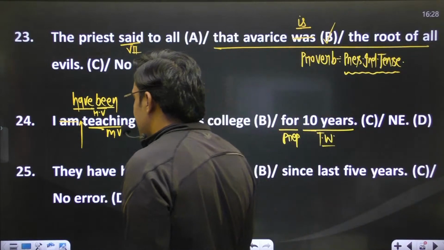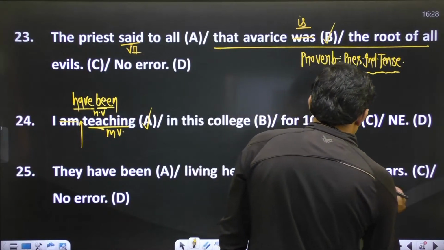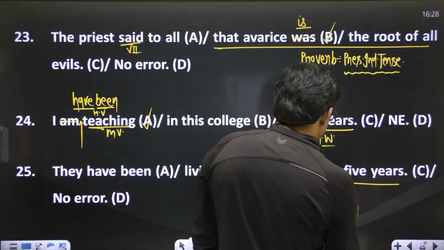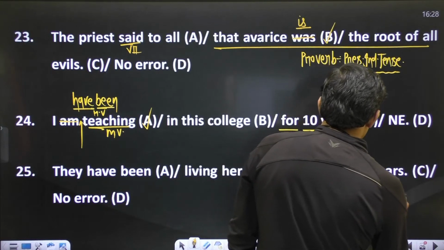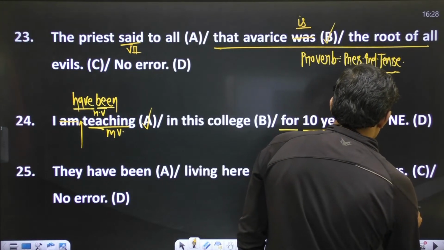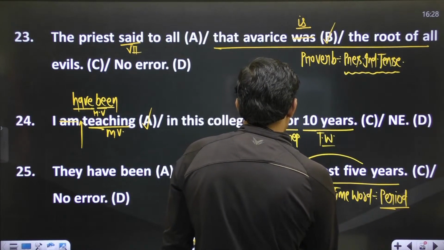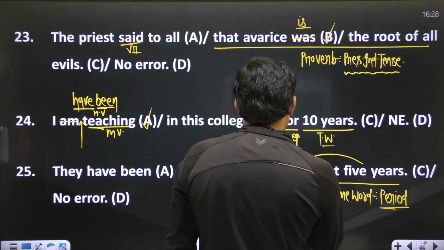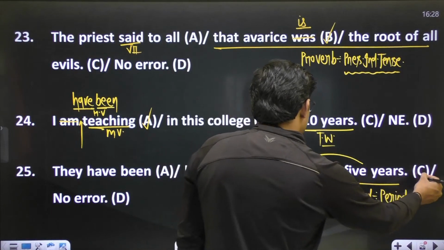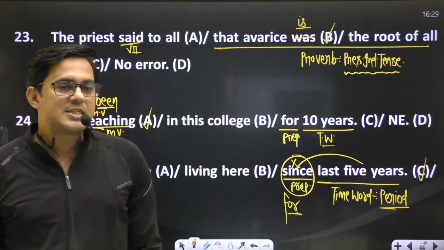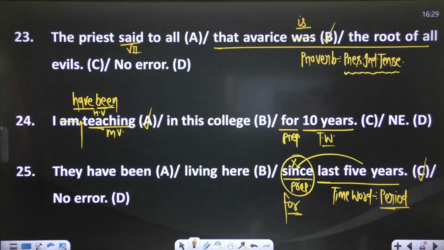Next sentence is, they have been living here since last 5 years. Again, if you consider the words last five years, this is a time word denoting a period, and whenever it comes to a period, we use the preposition of period, for. So replace since with for. The sentence will be fine now, and you will have an error in part C. Now the sentence is okay. Let us move to the next question.